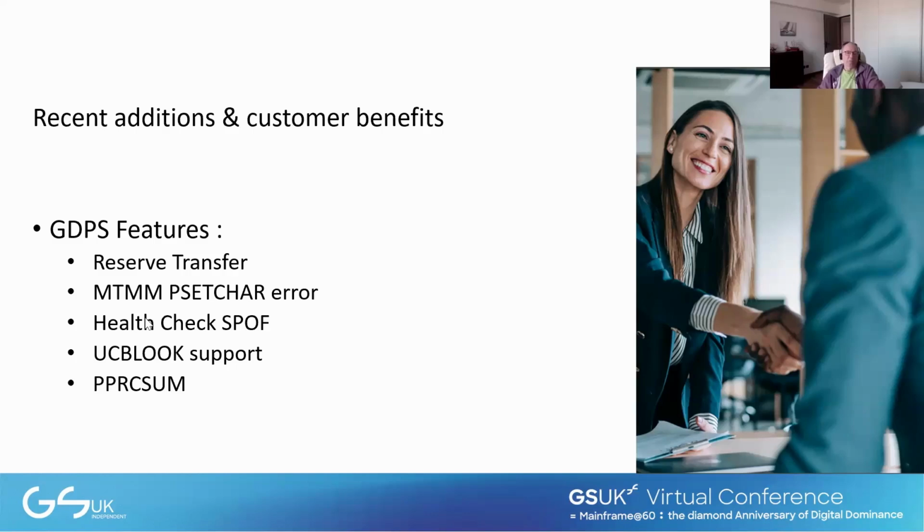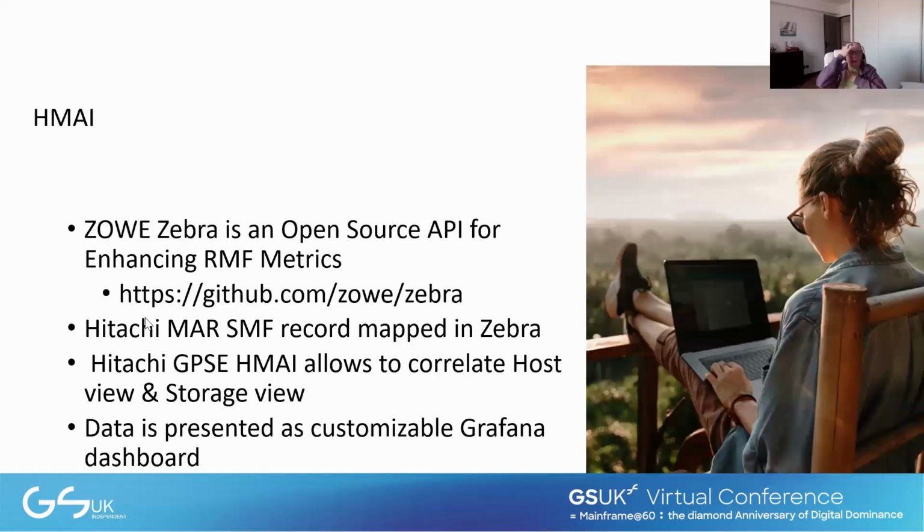The other ones are really self-explanatory, maybe not UCB look. UCB look is to give you access to the microcode level from the GDPS panels, and PPA system allows to have fewer messages each time there is a HyperSwap or a change of state for one pair.